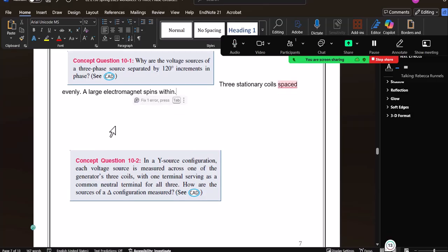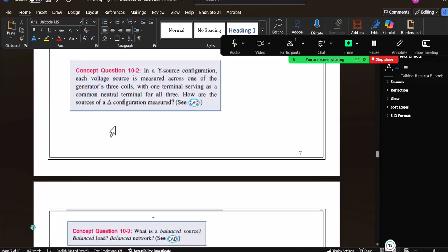Okay, so in a Y source configuration, each voltage source is measured across one of the generator's 3 coils, with one terminal serving as a common neutral for all 3. How are the sources of a delta configuration measured? So if we look at, I saw it on the handout that he gave y'all, you had one that looked like this, or am I making that up? He showed it in class.